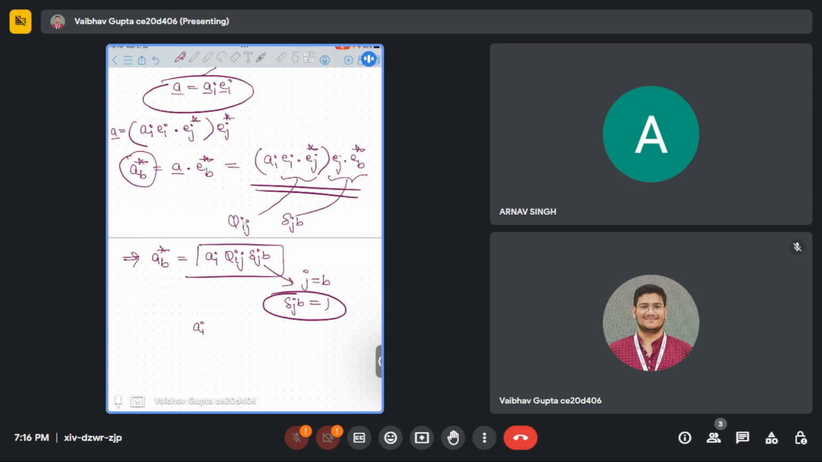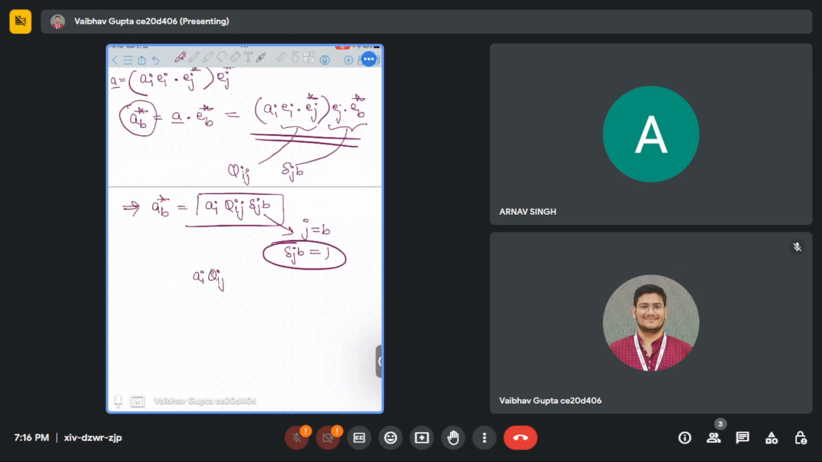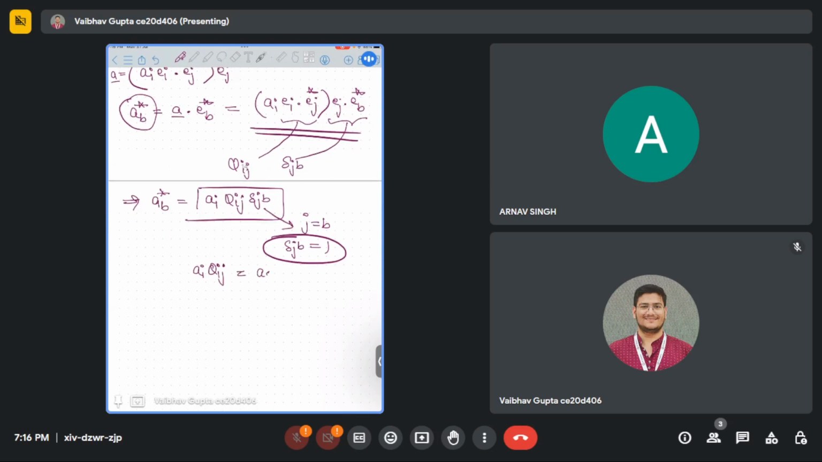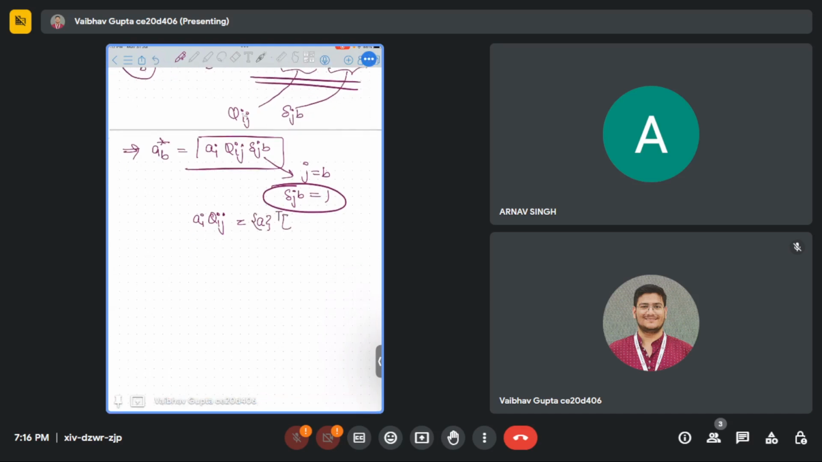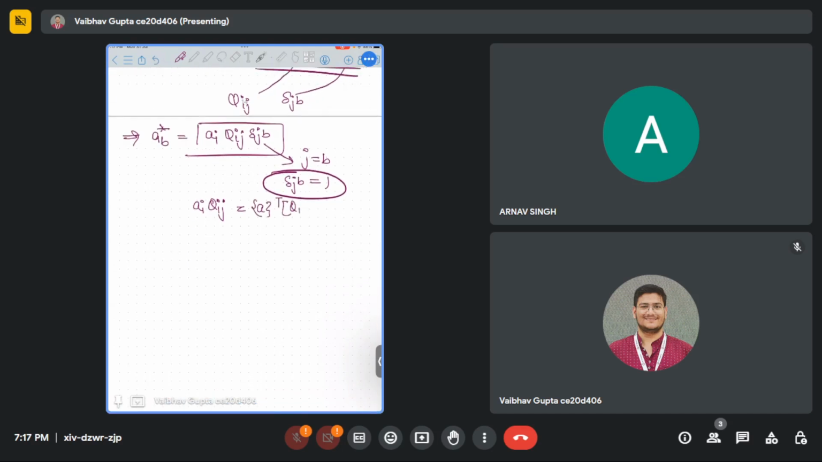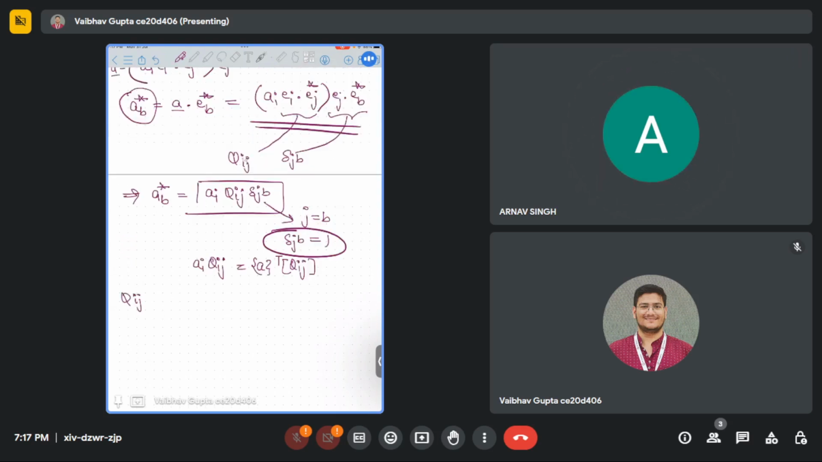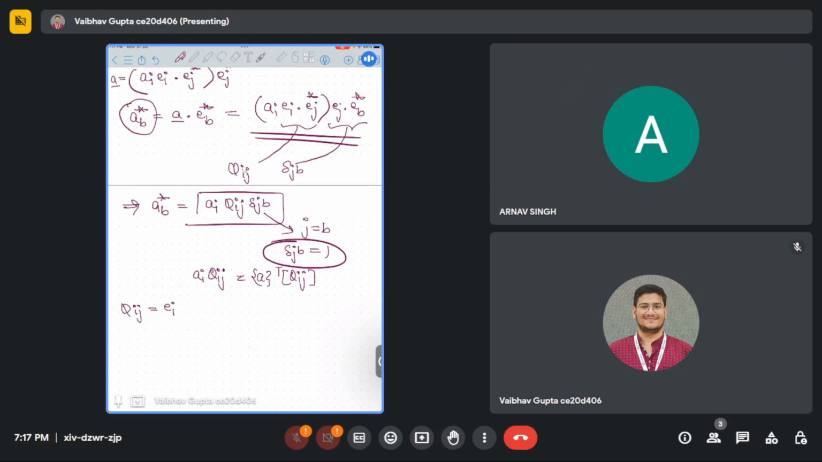So now what we are left with, AIQJB, is nothing but the A vector transpose Q matrix. This Qij, as we calculated above, is EI dotted with EJ star. This EI is with respect to our coordinate system. EJ star is subjected to another coordinate system, which is subtended at an angle theta.